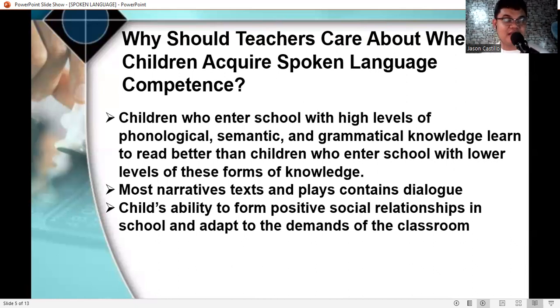It will be very difficult for that student to collaborate, which is one of the major approaches in the teaching of 21st century learners, collaboration. How can this student collaborate with other students if he doesn't have the spoken language competence?